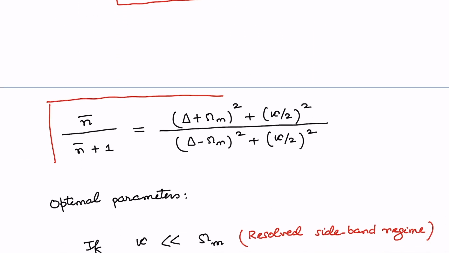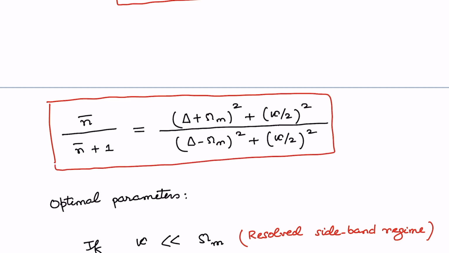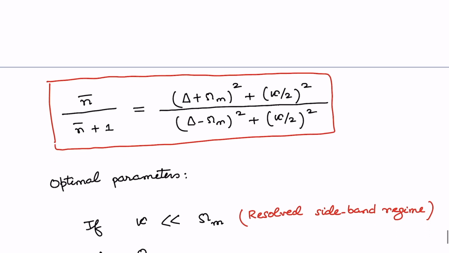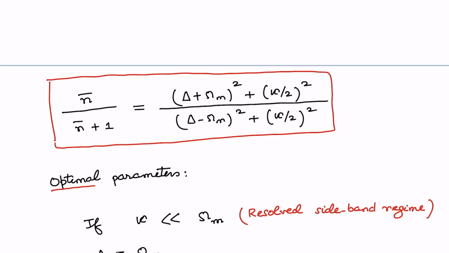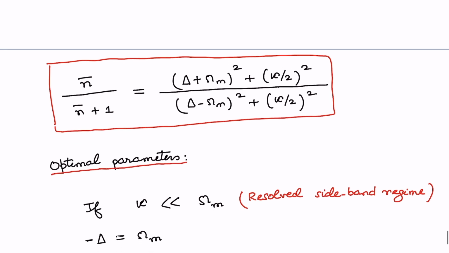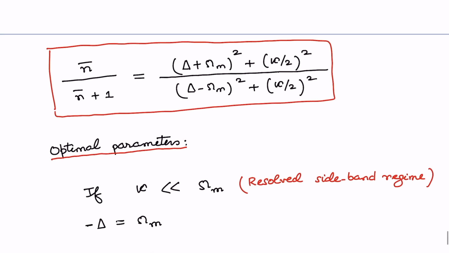Utilizing this, you can get this particular formula, and this gives you the mean phonon number in terms of all the relevant parameters of the system. From here you can find out what the optimal parameters should be so that you get the minimum number of phonons in the mechanical oscillator, and that can be obtained if you have this condition.